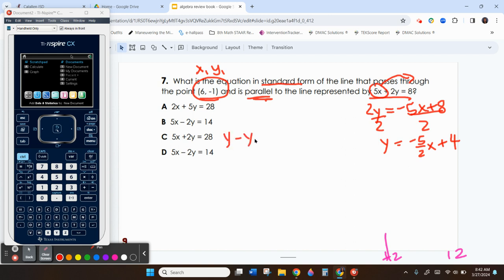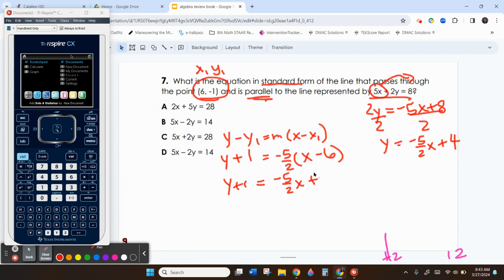So here I'm going to write my point slope form just like I did on the last problem. I'm going to plug in y minus negative 1, which becomes a plus 1, equals negative 5 over 2 times x minus 6. From there, we're going to go ahead and distribute our negative 5 over 2. So it becomes negative 5 over 2 x plus, that gives me 15. Then we're going to subtract our 1. So the slope-intercept form is y equals negative 5 over 2 x plus 14.